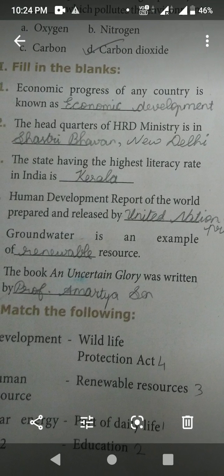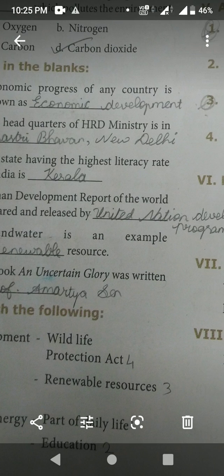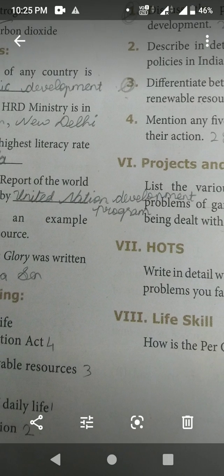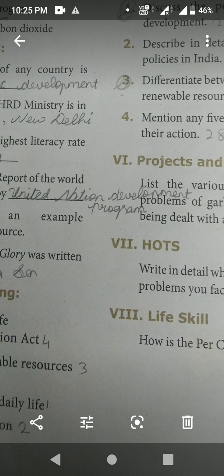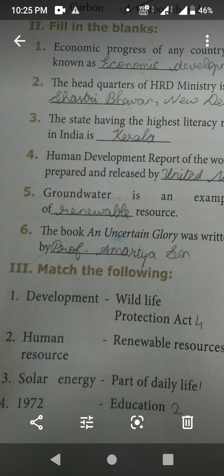Next, third question. The state having the highest literacy rate in India is Kerala. Fourth question. Human Development Report of the World is released by dash. United Nations Development Program.